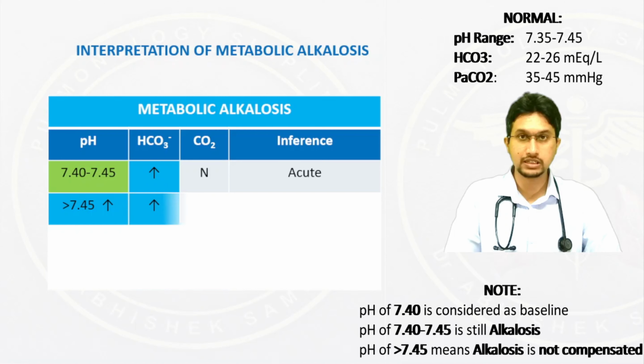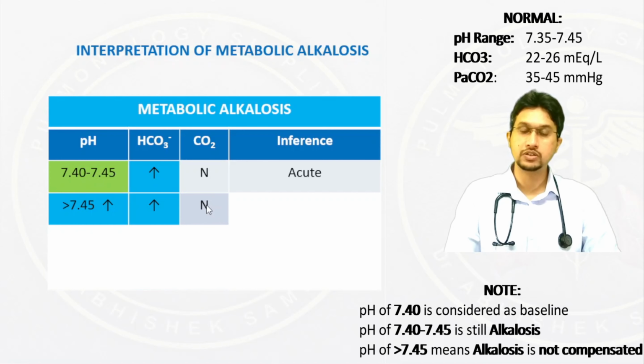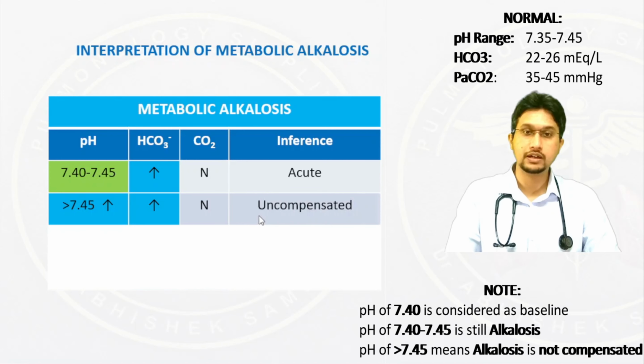Let us see the second scenario. Here the pH is more than 7.45, so we put an upward arrow. The bicarbonate is also at a higher level, which is why the pH is more than 7.45. The carbon dioxide is still within the normal limit. So the carbon dioxide has not yet started acting, but the increase in bicarbonate is significant enough to throw the pH out of its normal limit. So this is suggestive of uncompensated metabolic alkalosis.